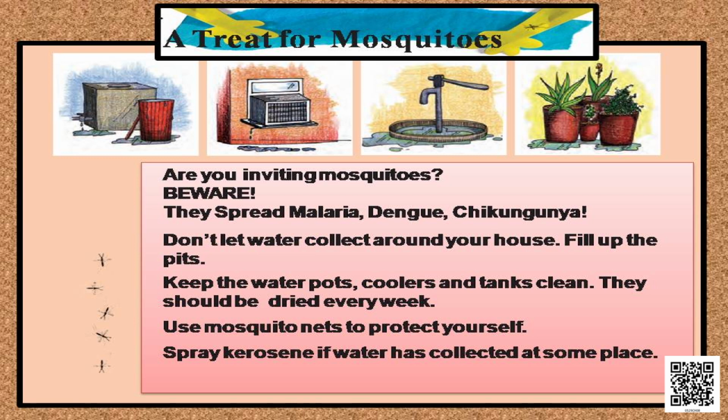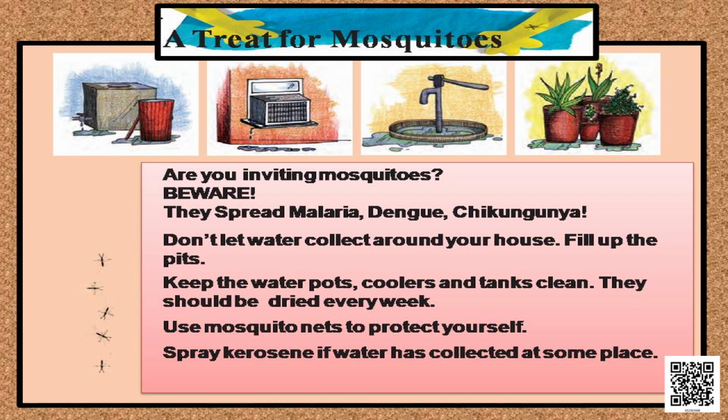What does it say? Are you inviting mosquitoes? If you know that malaria is caused by mosquitoes, should we invite mosquitoes or avoid them? Definitely we should avoid them. So we should not create any conditions for the mosquitoes to grow in large numbers. But what helps these mosquitoes to breed and grow in large numbers? We should know that, so this poster tells us how to beware of that. It says beware, they spread malaria, dengue, chikungunya.